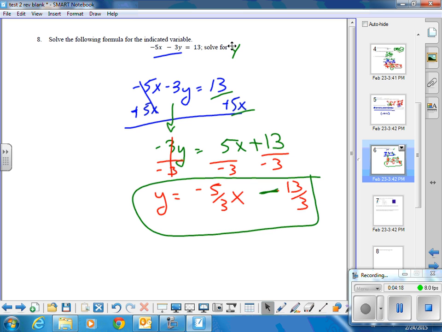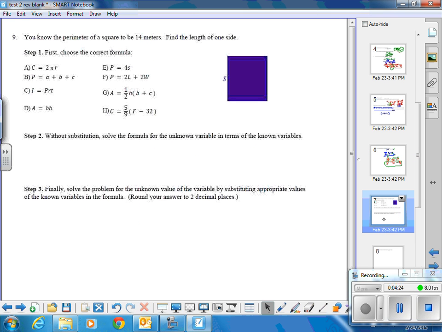You can leave the plus in there, like I said, or you could make it a minus like that. It's totally up to you. Okay, number 9. Number 9 says you know the perimeter of a square to be 14 meters. Find the length of one side. First, choose the correct formula.